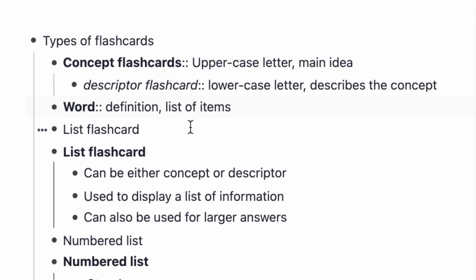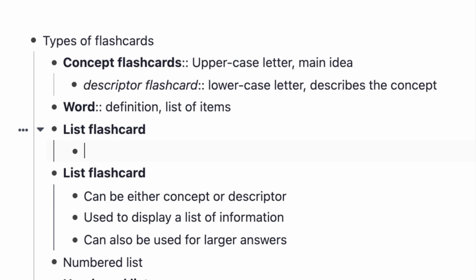These aren't the only types of flashcards. You also have list flashcards, which we can see here. So list flashcards can either be a concept or a descriptor, and I mainly use these to display larger answers, but you can also use it to display a list of information like a list of drugs. Now to make a list flashcard, you would use three colons instead of two like you did for the other one. So you would just go 1, 2, 3, and then you can just start typing out your flashcard.